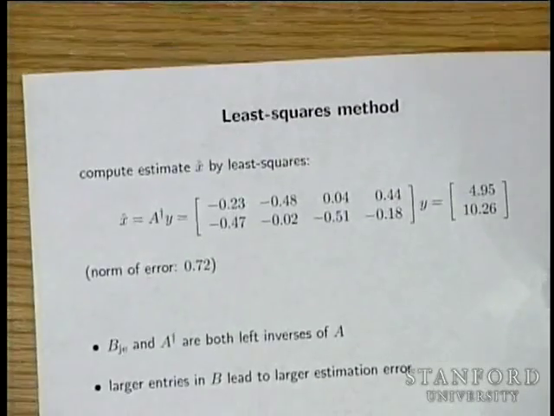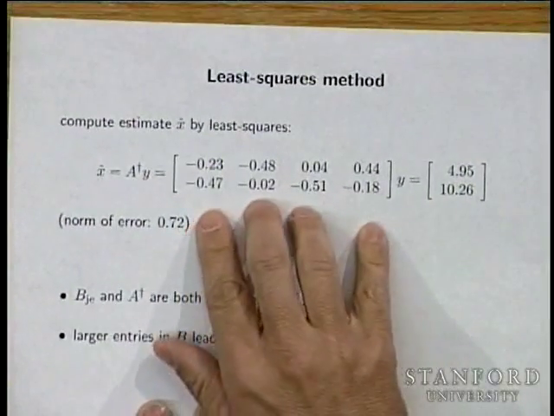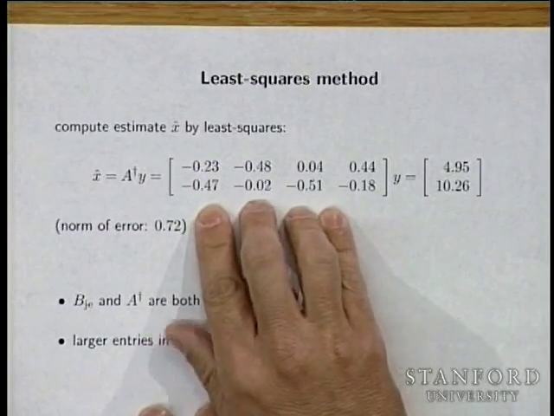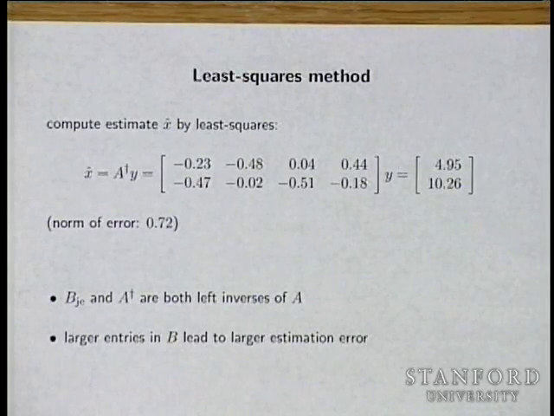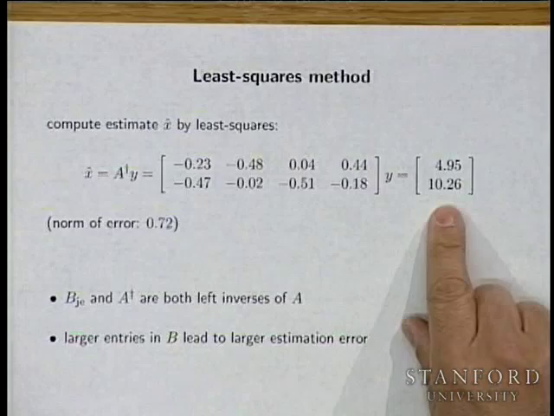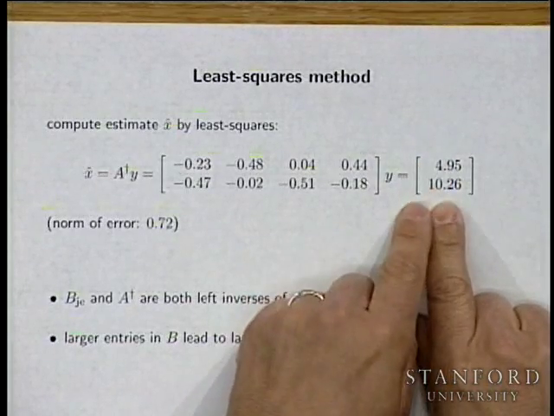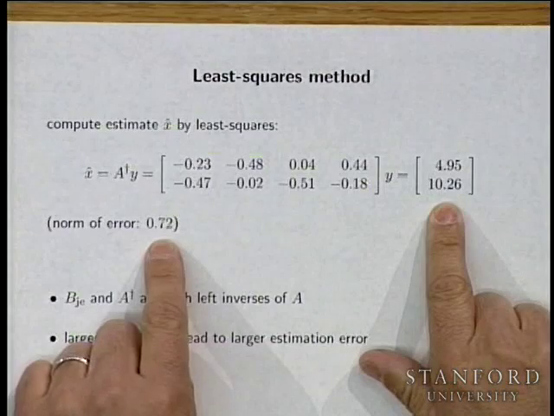When you work out (A transpose A) inverse A transpose, you get this matrix here. And you see a lot of things about it. Let's talk about some of the things you see about it. Oh, by the way, the estimate it produces is 4.95 and 10.26, and the norm of the error is 0.72.